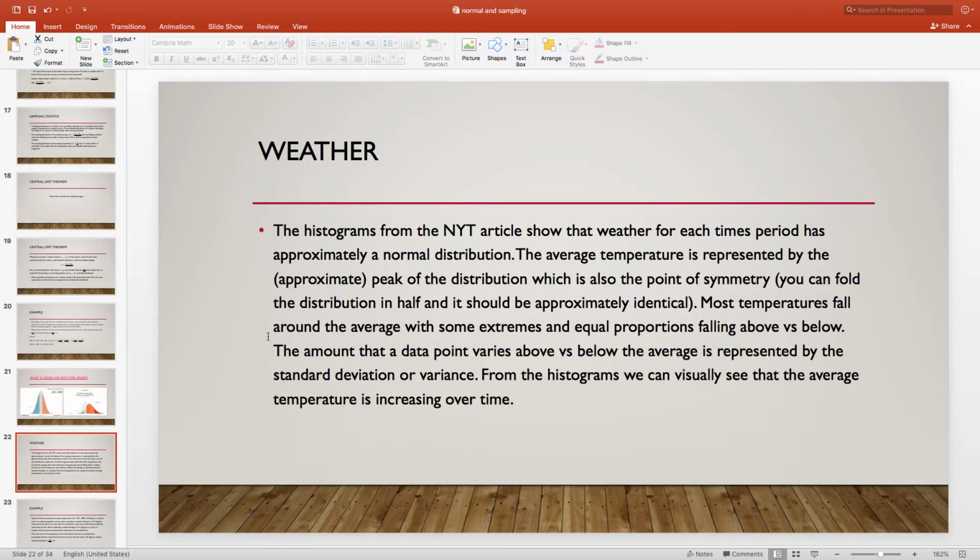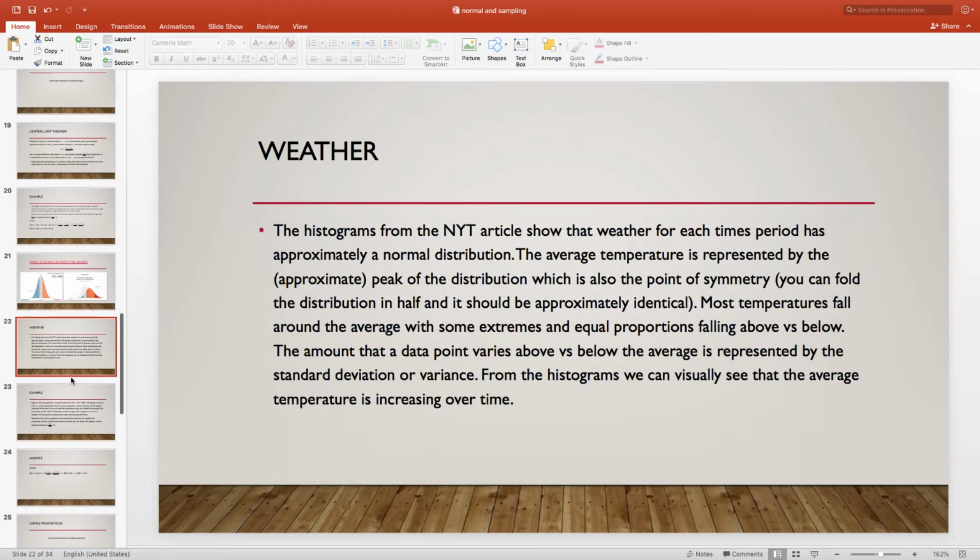So these graphs show the histograms for each time period are approximately normal. The average temperatures are represented by about where the peak would be in the histogram. And most temperatures fall around average with some extremes and equal proportions falling above or below. Okay. The amount by which the data point varies above versus below is represented by the standard deviation or variance. Okay, and from the histograms we've seen that the means have increased over time visually.